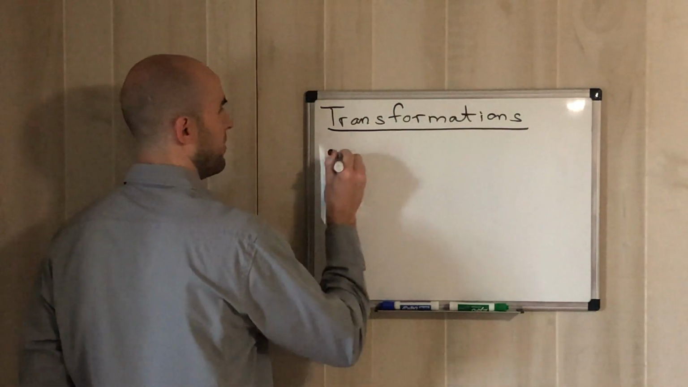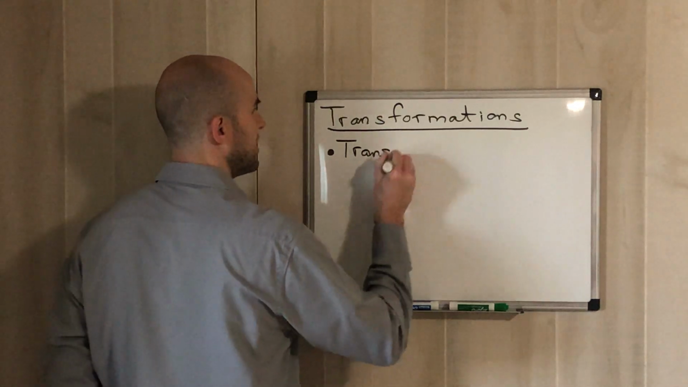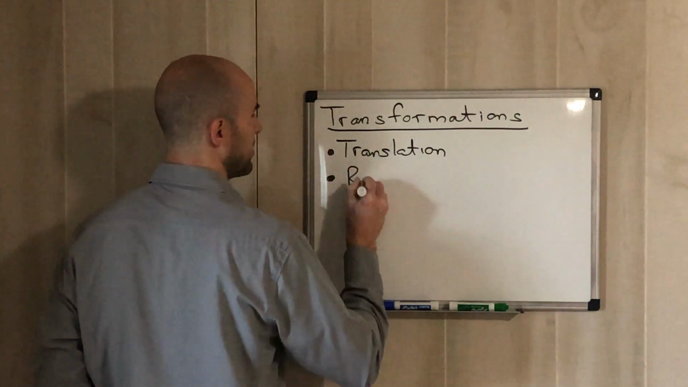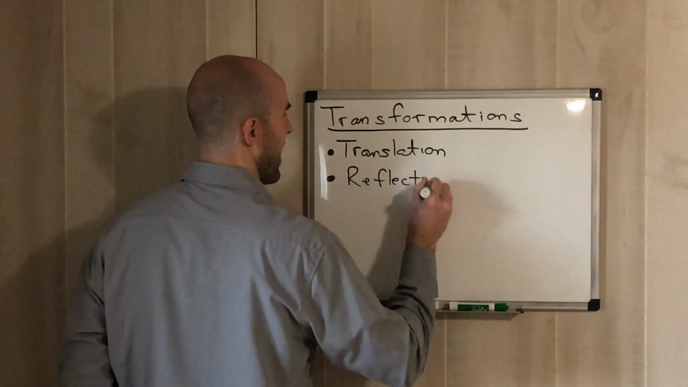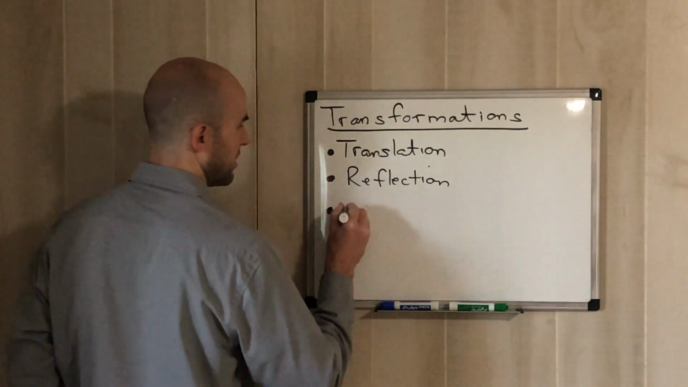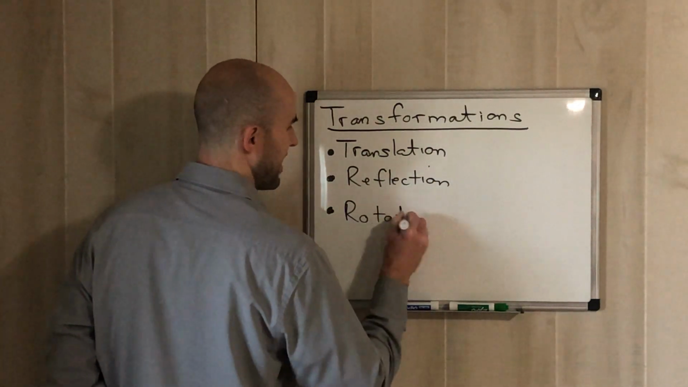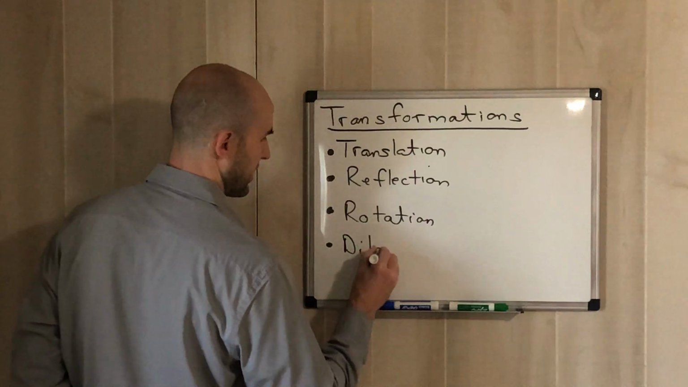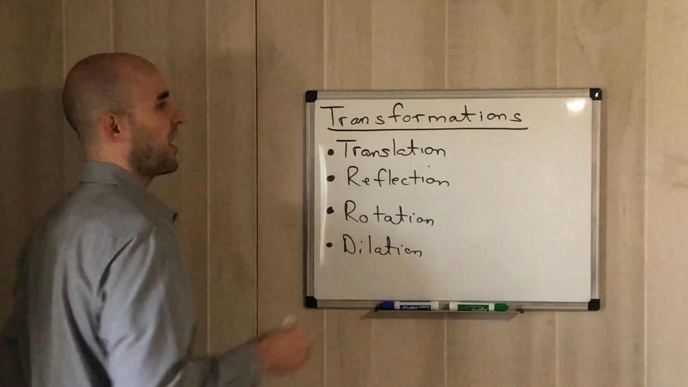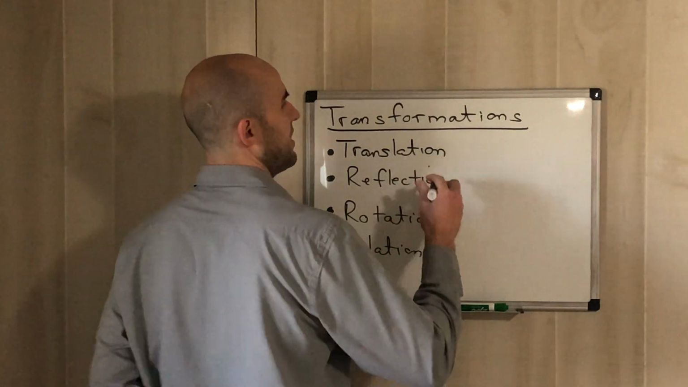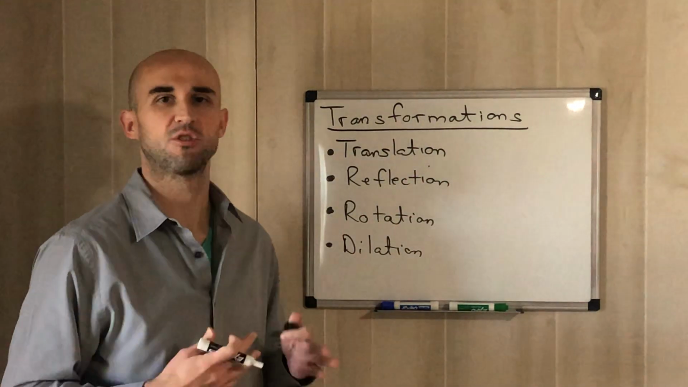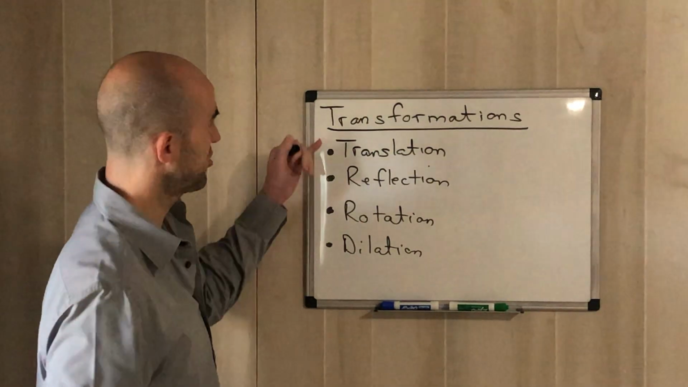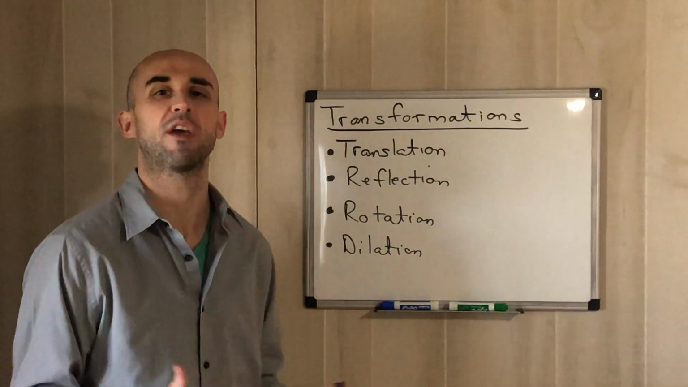So the 4 that we're talking about are translations, right? Translations. We have a reflection. We have a rotation. And then we have something called a dilation. Yeah, we have those 4 right there. All 4 of these are transformations, because what a transformation is, is just a different way of moving a figure around, a geometric figure, anything. Whether you're translating, reflecting, rotating, or dilating, it's a way of moving it around, right?